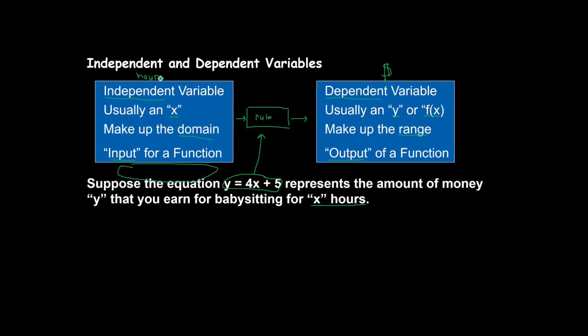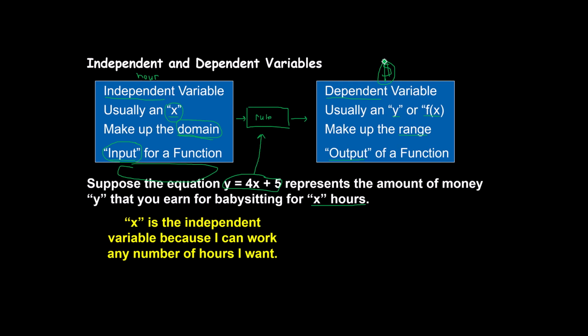In the context of this problem, here's what we know. Hours is going to be our independent variable, usually represented by an X. The hours that I can use make up the domain. And I'm going to put those into my function or function rule. So the hours goes into the rule that's given to us, in this case, y equals 4x plus 5. And out pops the amount of money that I earn.